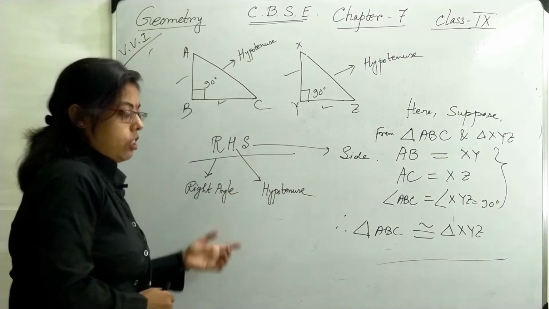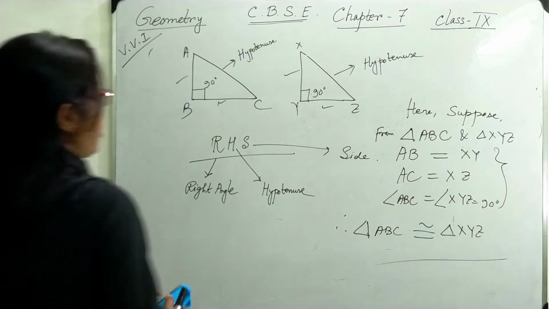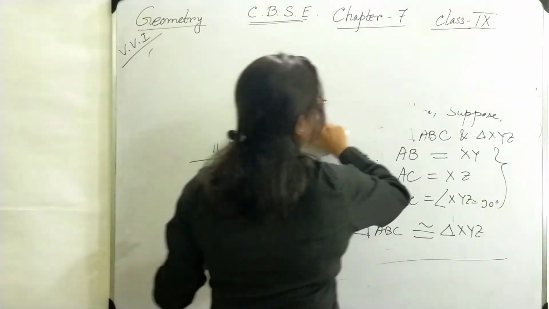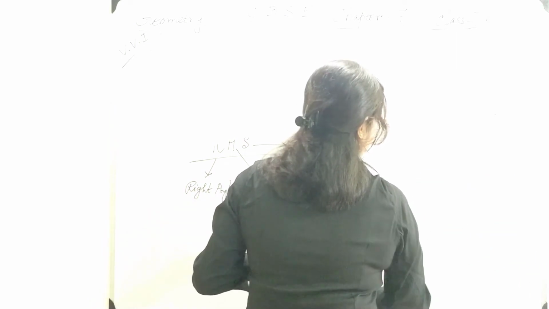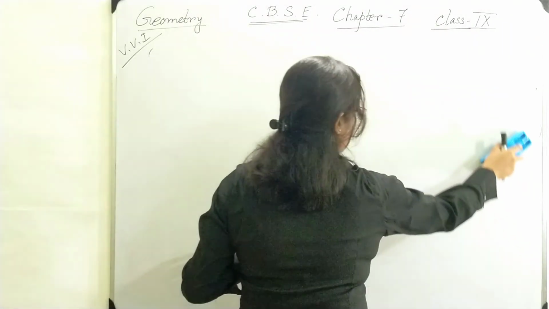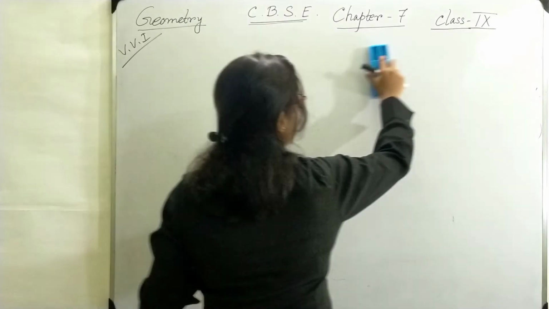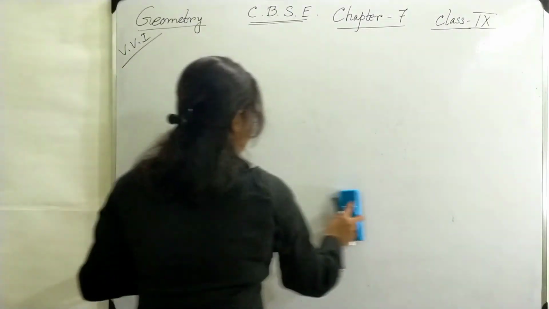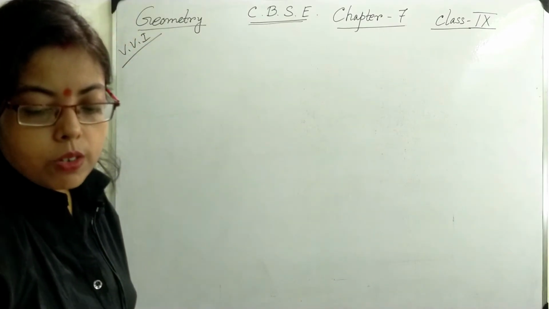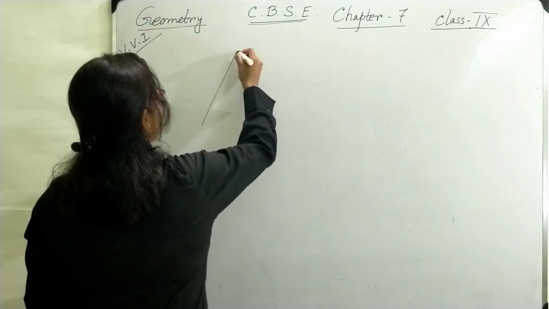Okay? And the last topic in this chapter. The chapter is lengthy, but I am just showing you all those properties, all those criteria which are useful for further sections or further theorems. When we are going to prove all those theorems, these are useful.